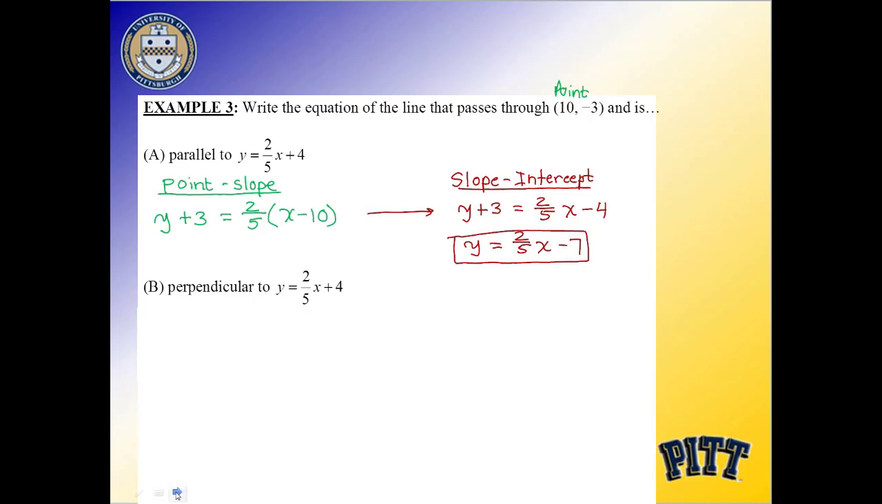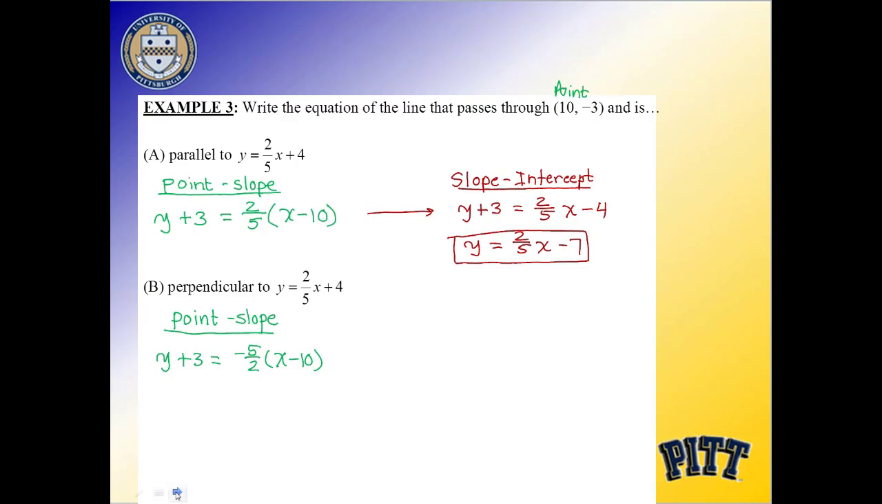So for perpendicular, it's the same thing, except I have a point, not a y-intercept, so I'm just going to have to use point slope form. The only difference here is that I know the slope of my line is going to be -5/2. And the reason I know that is that it's the opposite reciprocal of the slope of the line given to me.